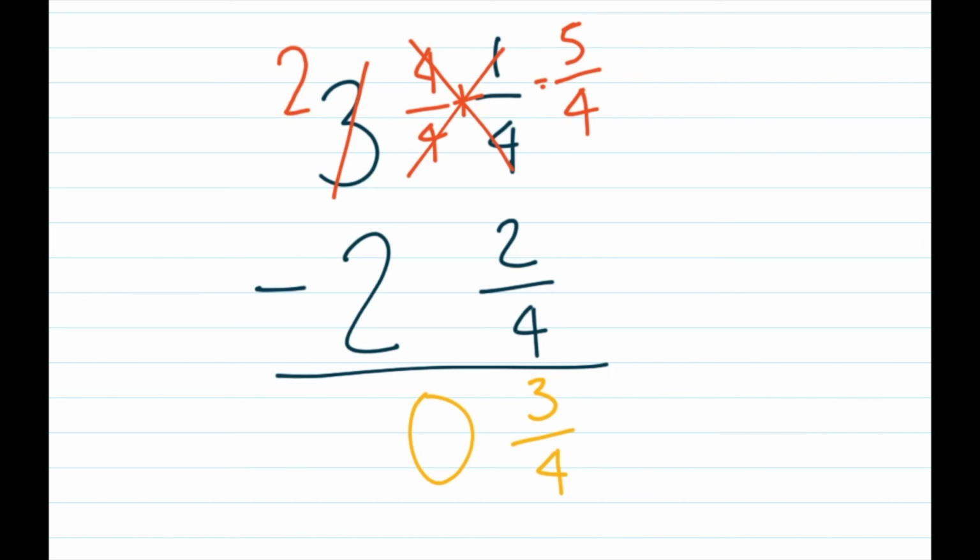We usually do not write the 0 when we do not have a whole number, so we can keep it just like that. 3/4 will be your final answer.